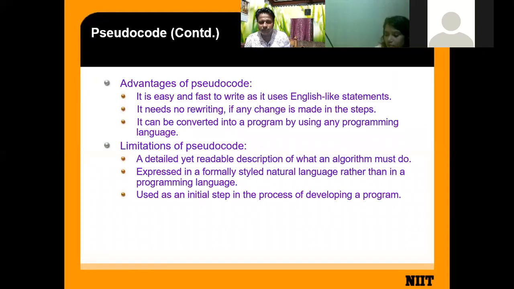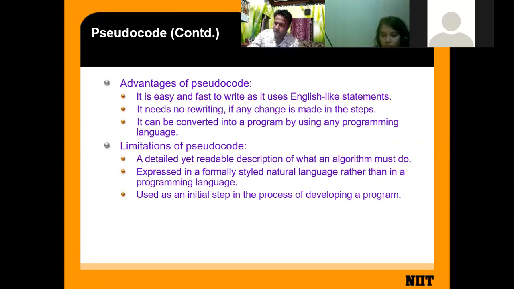Okay, so what are the advantages? It requires no rewriting. If any rewriting is there, you just cut it and write it above. But there is some limitation: it is used in pre-programming. It is not used as a programming language. It is used as an initial step in the process of developing a program.